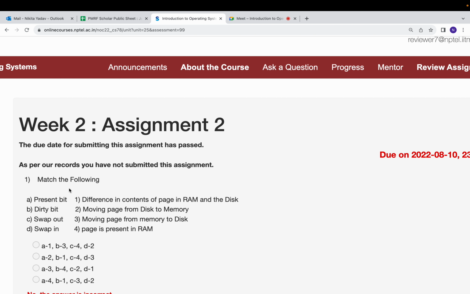It's a match the following question. You have to match options A, B, C, D to 1, 2, 3, 4. Here, the first is present bit, and then dirty bit, swap out, swap in. All of these are related to page table and paging. So, take a look and write your answers in the chat box.